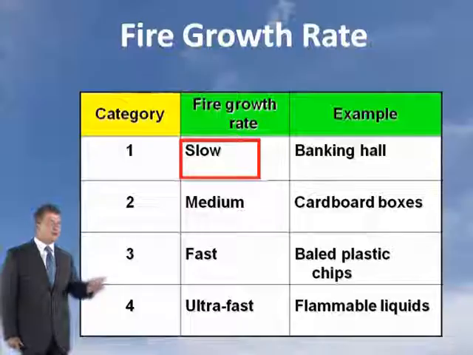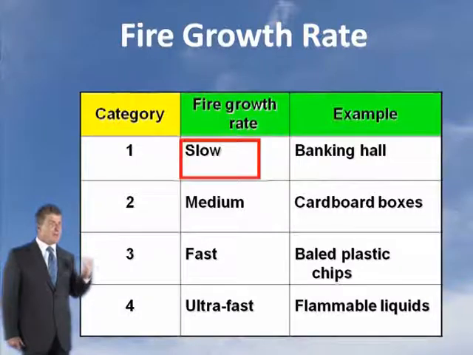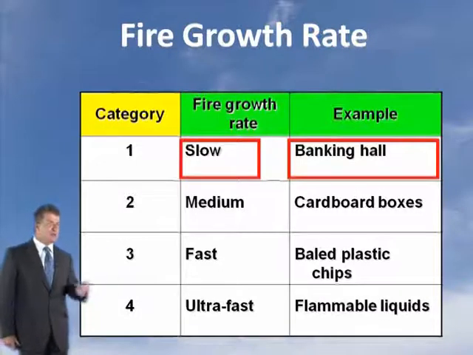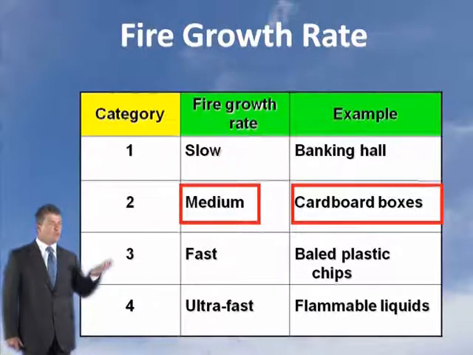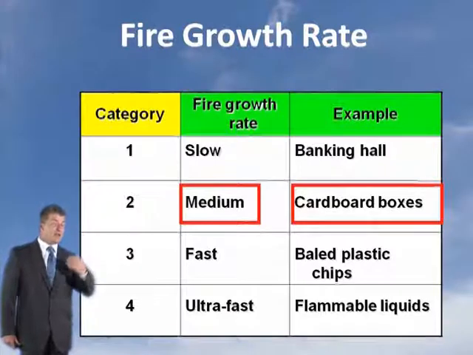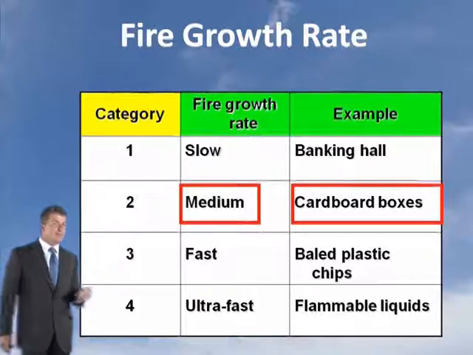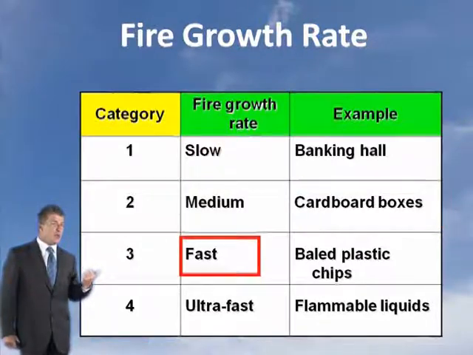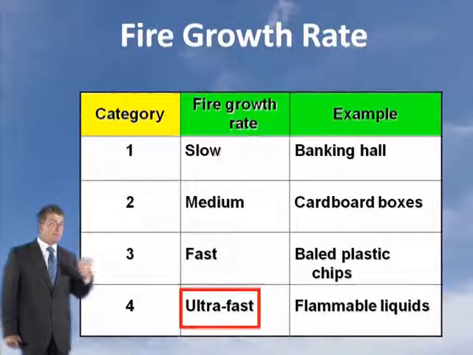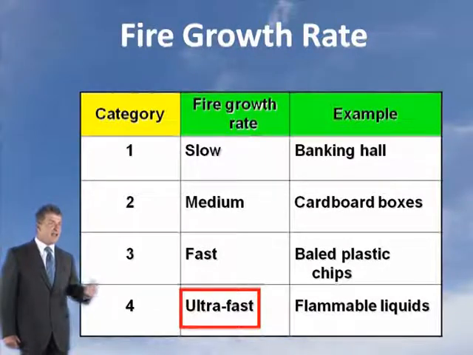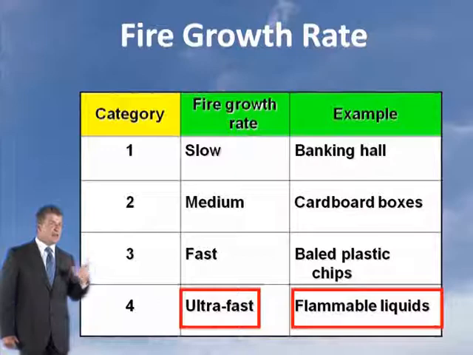Next one is fire growth rates. Now this table gives you a rough example here. For example, a slow fire growth rate is what you're expecting at a banking hall when it's got limited combustible materials. A medium fire growth rate is what you'd expect with stacked cardboard boxes and wooden pallets. This is going to be typically the most common risk profile, a medium fire growth rate: furnishings, wood, pallets, etc. You've also got a fast fire growth rate where you've got baled thermoplastic chips, stacked plastic products or baled clothing. And ultra fast is any flammable liquids or expanded cellular plastics and foam. So it gives you an indication there's 4 different fire growth rates.